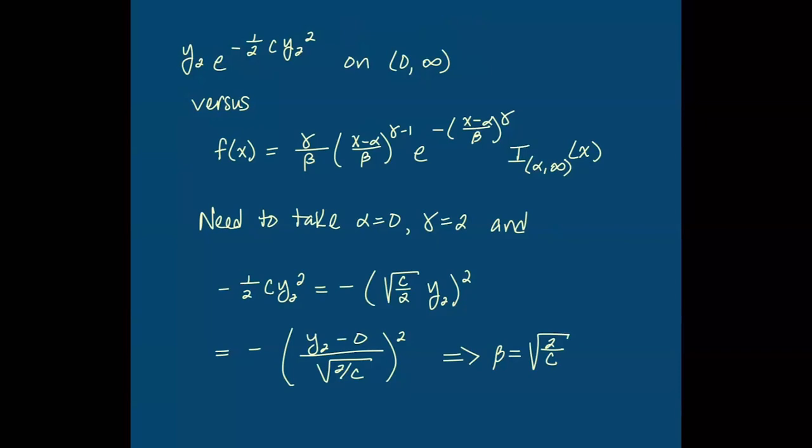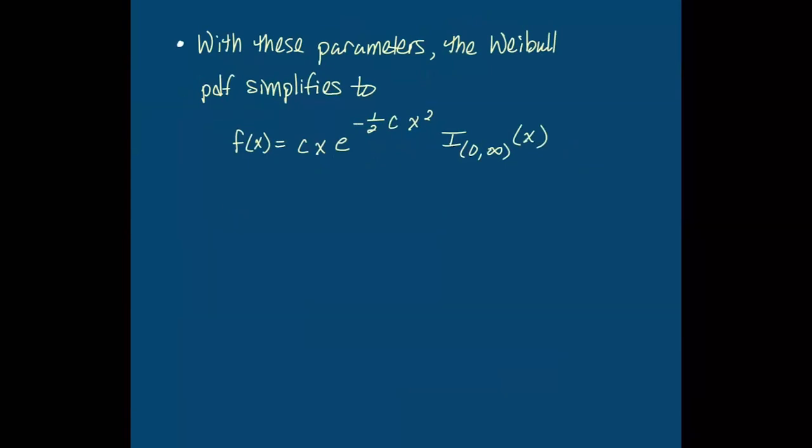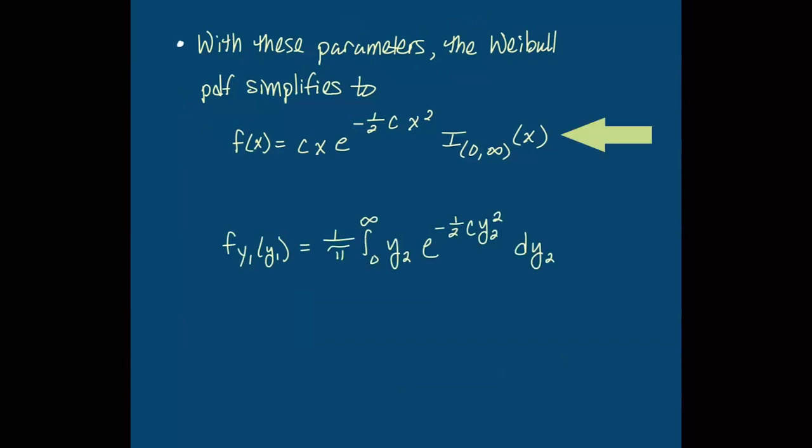If you did everything right up to this point, you don't need to worry about going back and matching any of these leading constants out here. With our now defined parameters for alpha, beta, and gamma, the Weibull PDF simplifies to this. Recall that we're trying to find the marginal PDF for y1 by doing this integral. I want to make this integrand look like this.